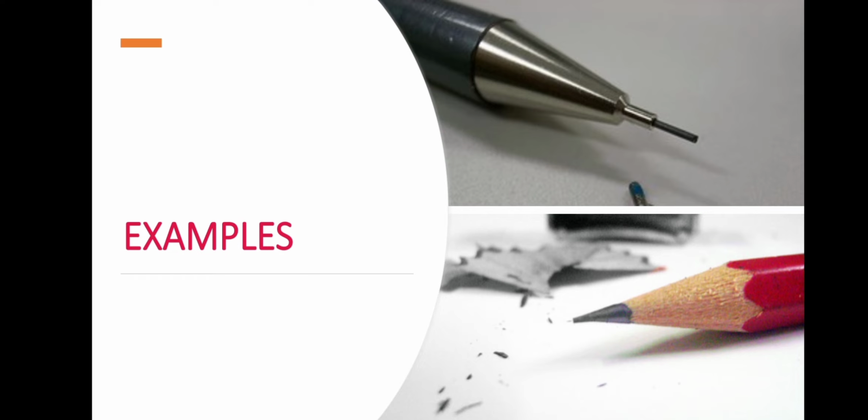Observe the pictures carefully. See, there is a sharpened pencil and a needle. Look at the edge or end of that pencil or needle. It looks like a dot. If we sharpen the pencil more, the dot will become smaller.